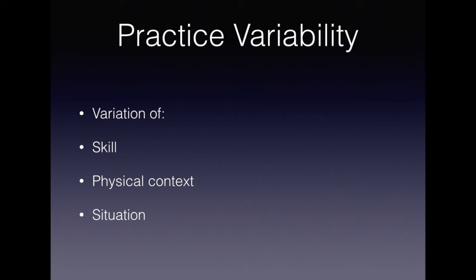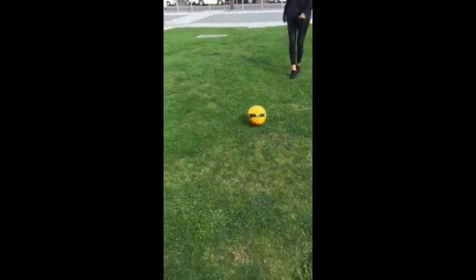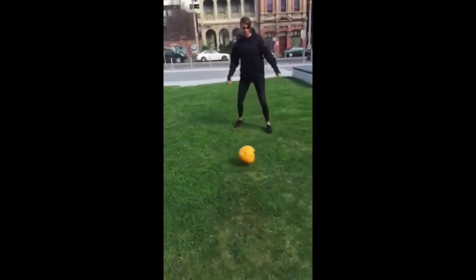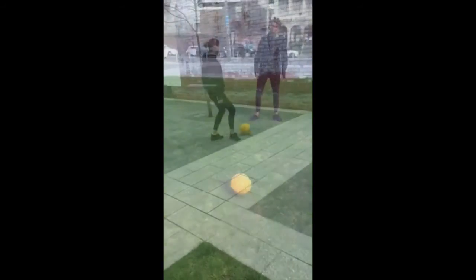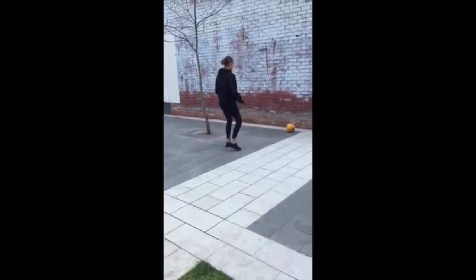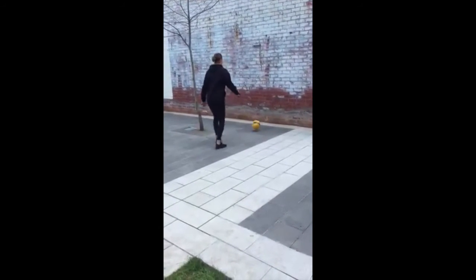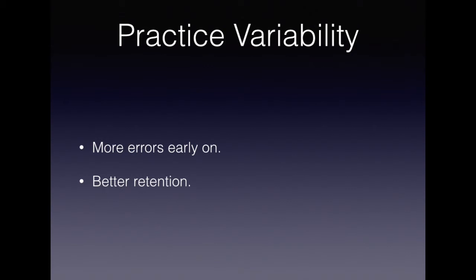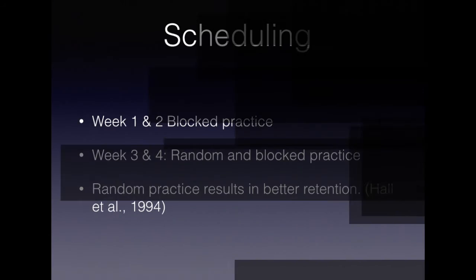In order to introduce practice variability, there are 3 variables that can be modified. These are skill, physical context, and situation. The skill has been modified in several ways, such as 1-touch and 2-touch passing, as well as passing after dribbling. The physical context and situation have been modified by passing both with a partner and against a wall. Practice variability results in more errors early on in the program. However, it also leads to better retention in the long term.